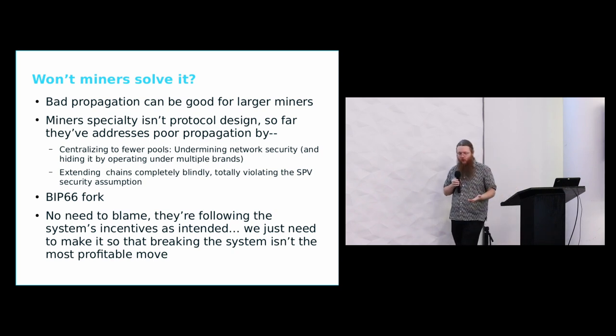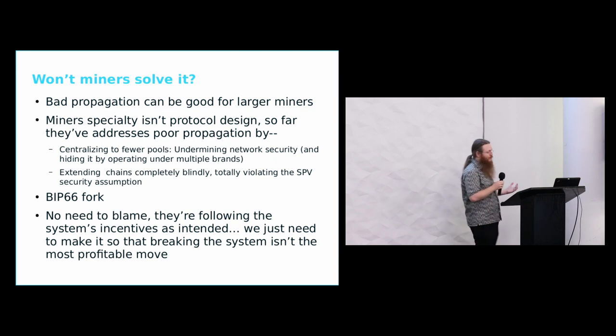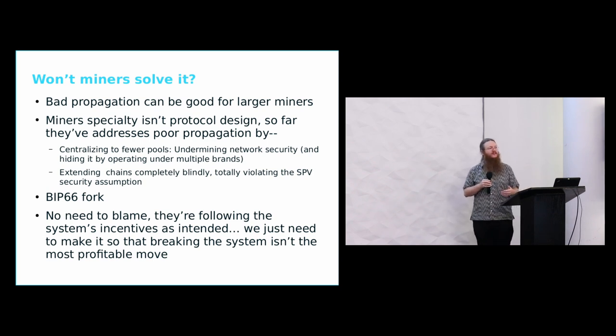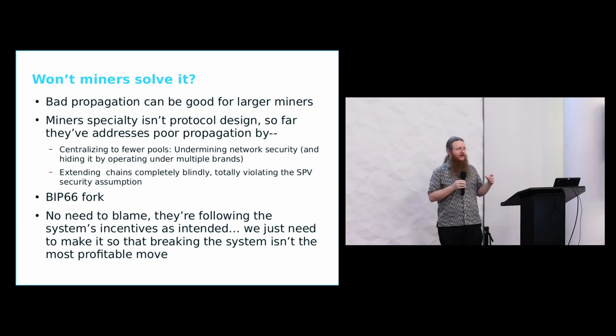And also, miner specialty isn't protocol design, right? So if you ask a miner to solve this problem, they're going to solve it in miner ways. Their tools are gigawatts of power, hardware, contracts. There are tools in the miner tool belt, but they're not protocol design. And so we've seen how miners have adapted to long propagation times in the past. One thing we saw miners do is centralize into fewer pools. They were on a pool that had a high orphan rate, so I'll move to another pool that's bigger and has a lower orphan rate. This is absolutely something that we've seen happen in the past. And I'll talk a bit about what we did to help stop those problems. Another thing that miners have been doing is extending chains completely blindly. So instead of waiting for the block to be propagated, they learn enough from another pool to blindly extend the block without validating it, just getting the header.